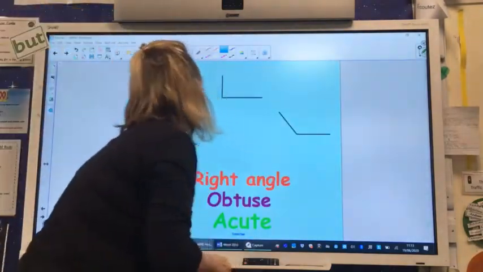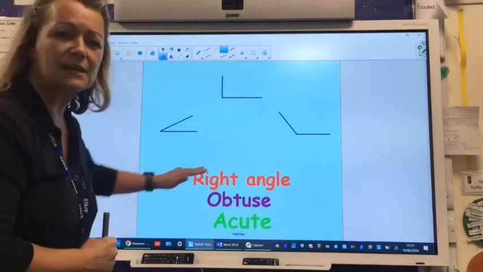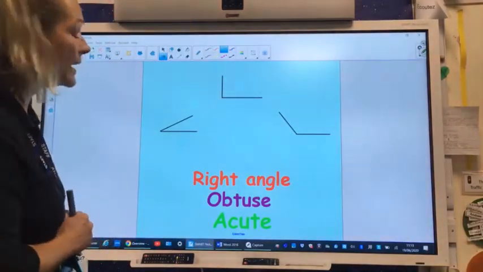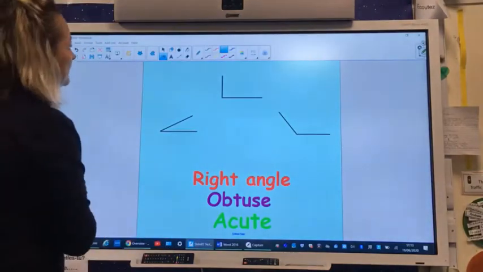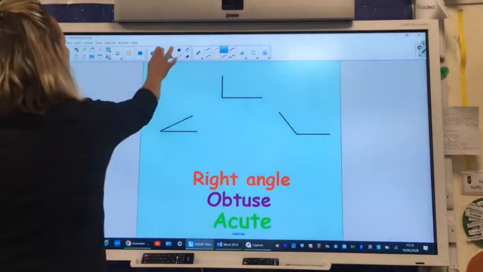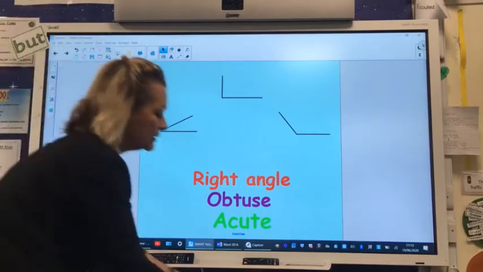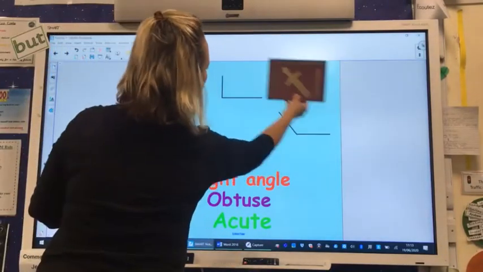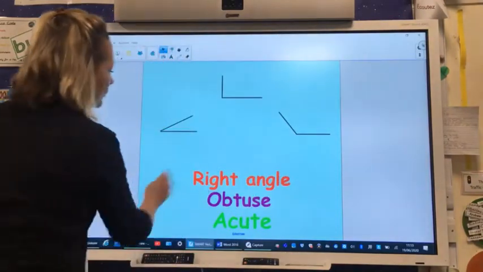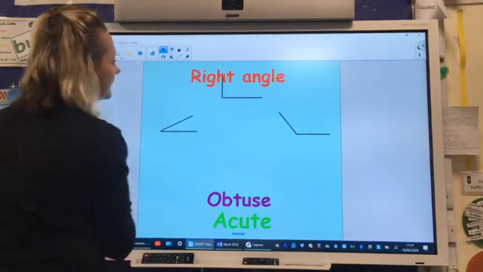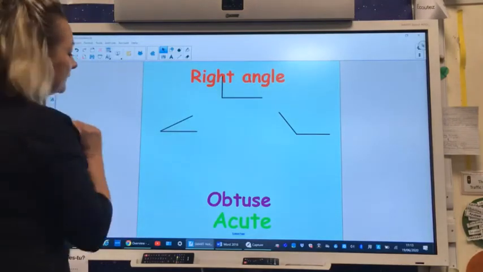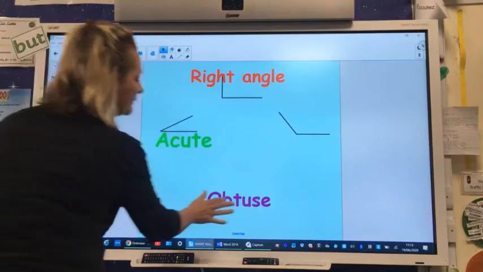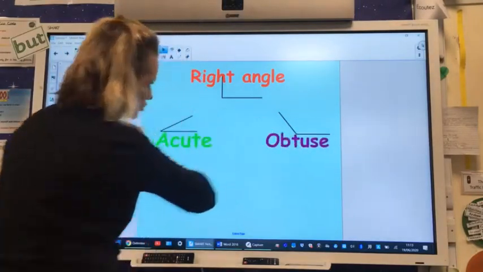So let's have a quick go. You can label these for me. Take a look at the words. We've got right angle, obtuse and acute. Which one is which? Go for the right angle first. Hopefully you can see that the right angle is the one where we can use the corner of our book. It's this one, isn't it? So we've got our right angle here, and then we're going for the cute little tiny one, which is the pointy one, acute, and then we've got our big one, obtuse.